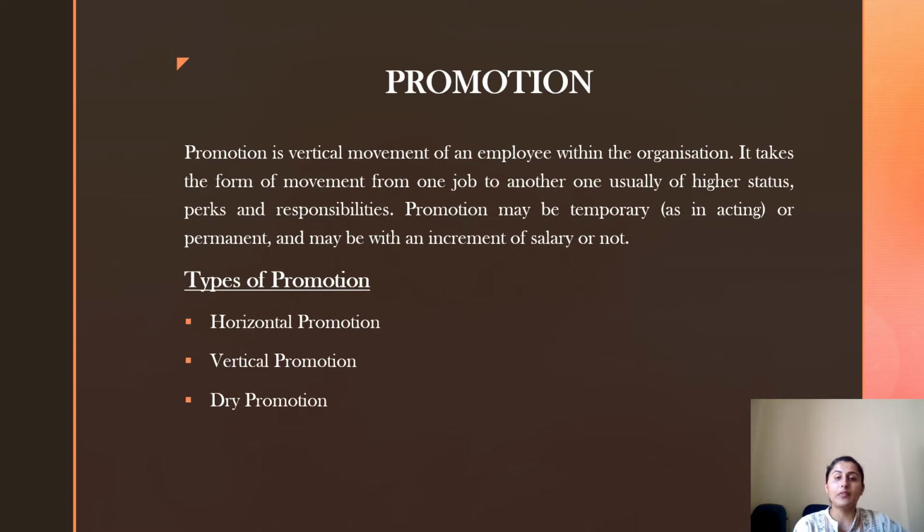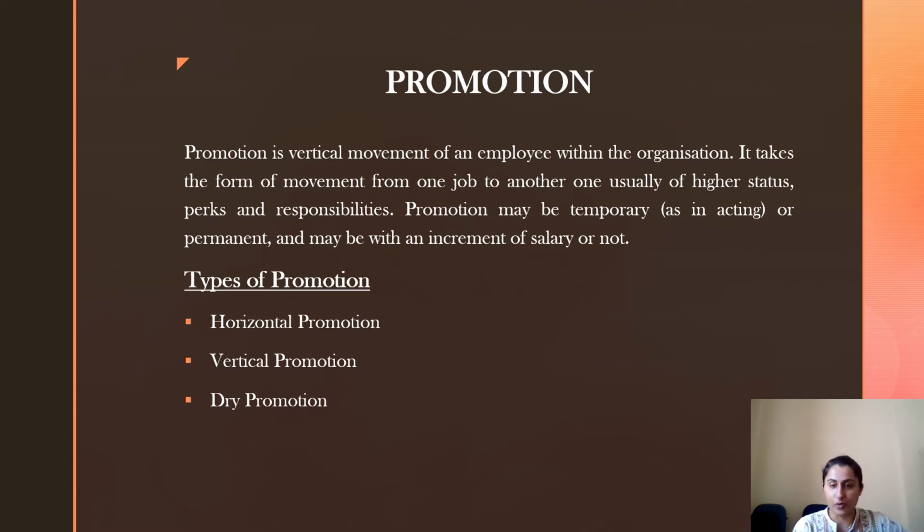Right. So the promotion can be temporary or it can be permanent. And sometimes the promotions which we give to the employees can be with perks or salaries, or sometimes it is a dry promotion. So what are they? We'll study under the types of promotions. So there are mainly three types of promotions.